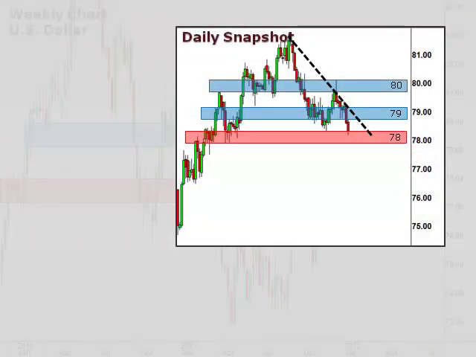Let's take a look at the daily snapshot. The trend remains to the downside, with 78 assuming the role of upside resistance this week. A break above the trend line opens the window for a tradable move to the upside towards 80.